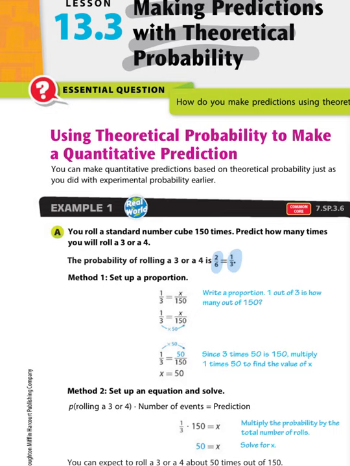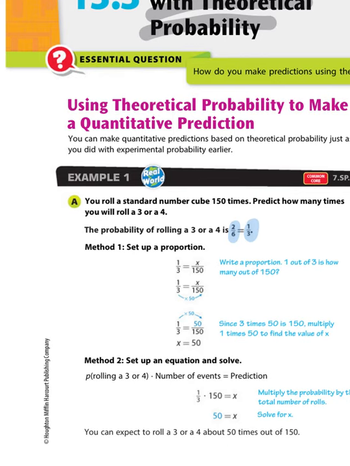There's a couple of ways to do that. We can set up a proportion. So 1/3 equals x over 150, and then you cross multiply, so 1 times 150 equals 3 times x, or 150 divided by 3 equals x, so x is 50. We would predict 50 times.